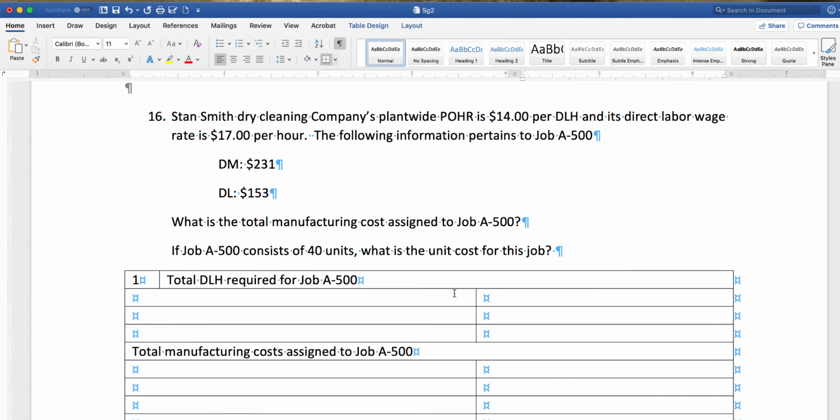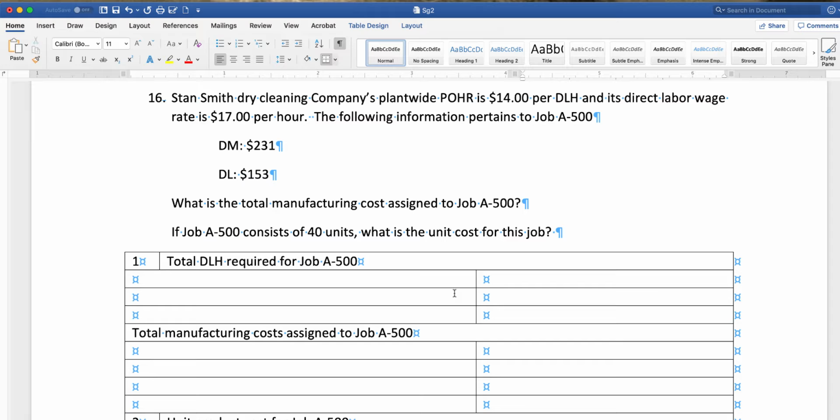Now let's look at 16. Told you. Love me some Seth MacFarlane.